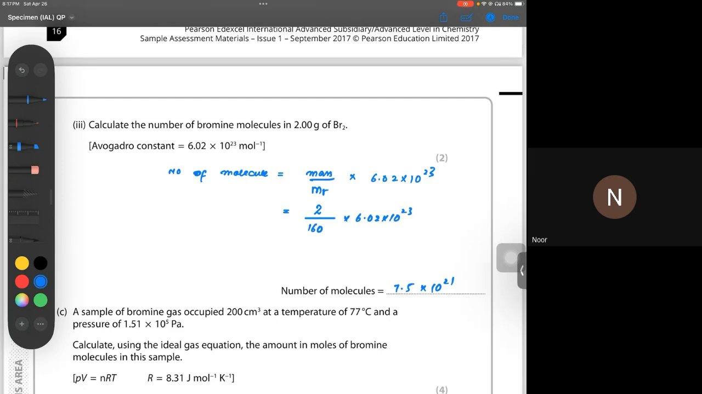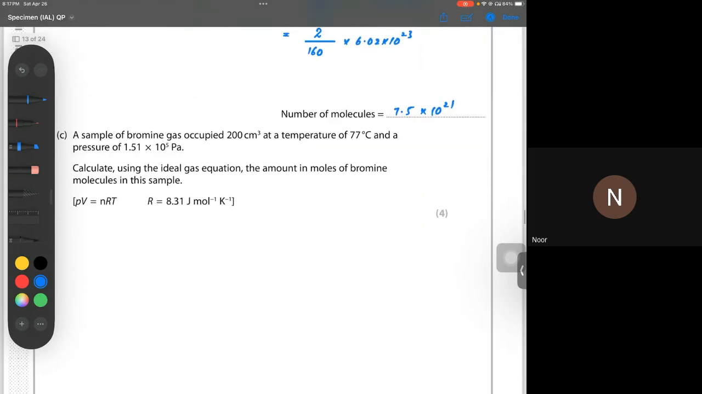A sample of bromine gas occupied 200 centimeter cube at a temperature of 77 degrees Celsius and a pressure of 1.51 times 10 to the power 5 Pascal. Calculate, using the ideal gas equation, the amount in moles of bromine molecules in this sample.